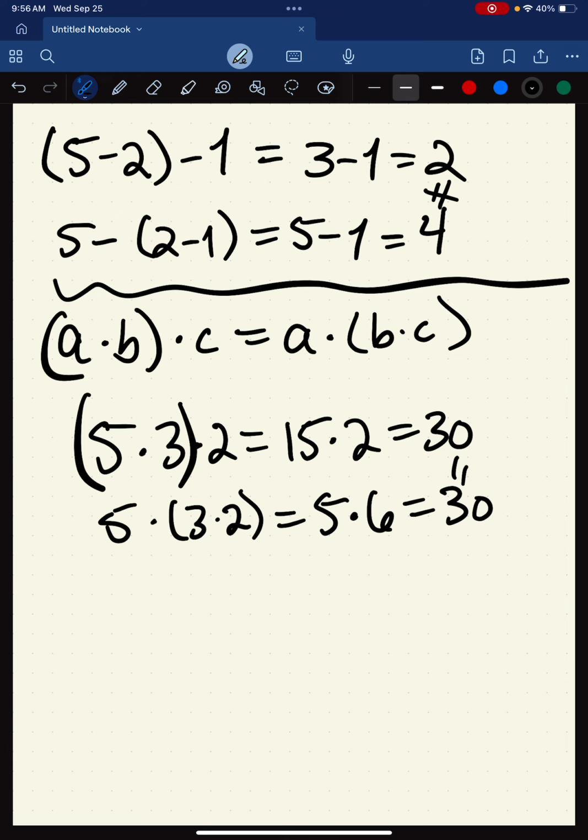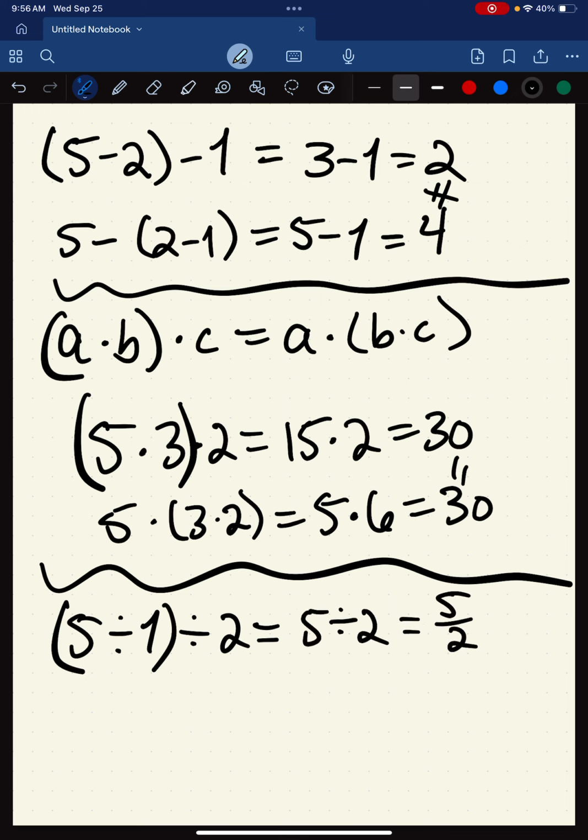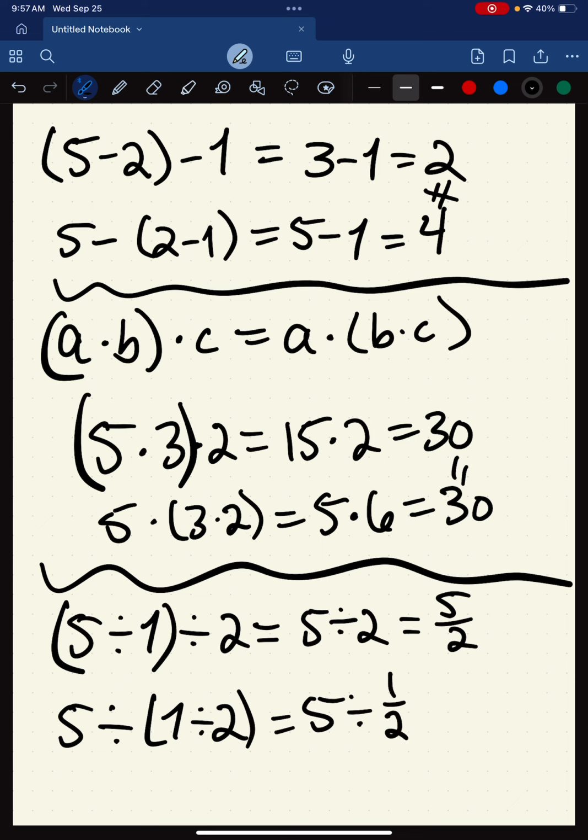And then let's look at the case for division. It doesn't work for division. Let me show you why. Let's say 5 divided by 1 divided by 2. If we do this side first, 5 divided by 1 is 5. Divided by 2 is going to be 5 halves. Whereas if we did this side first, we have 5 divided by 1 half, and that is 10. And those two are not equal.